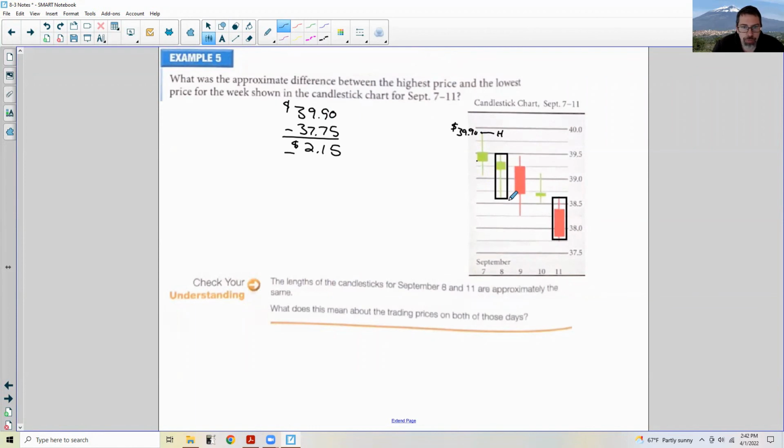Well, the trading price fluctuated the same amount. The differences between each day's high price and low price were about equivalent. So high minus low were equal, if the candle's the same size. And that's what that means.